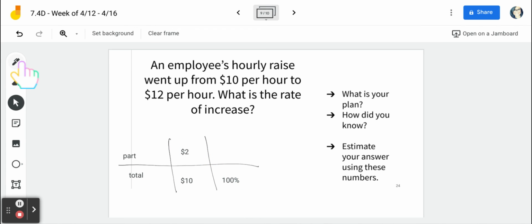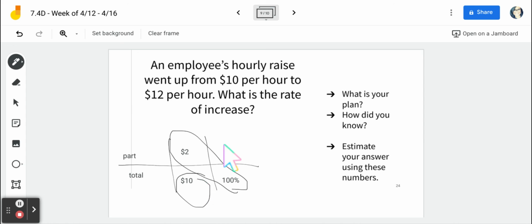So if I cross multiply here, 2 times 100 would be 200. Divided by 10, I just would move that decimal over. And this is a pretty simple problem to solve in your head. I actually used the wrong units there. It's not $20, it's 20%. So it's a 20% increase. So what that means is if I take 20% of $10, I would get $2. And then $10 plus $2 gives me that final hourly rate that I'm making.